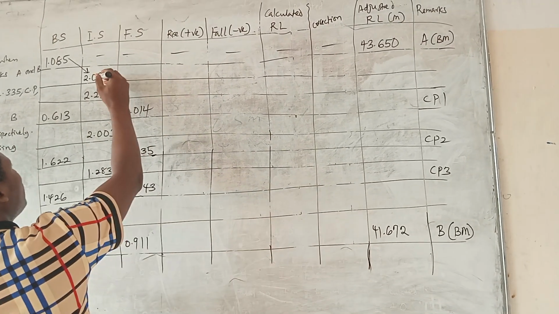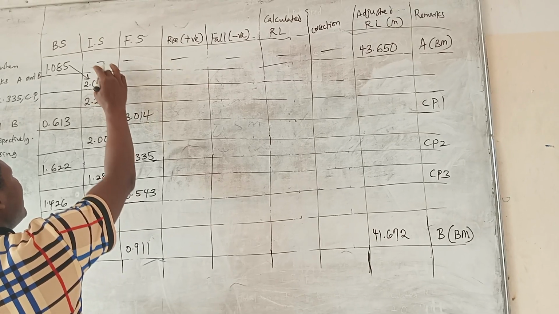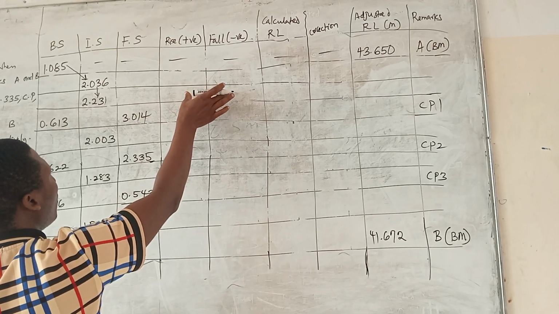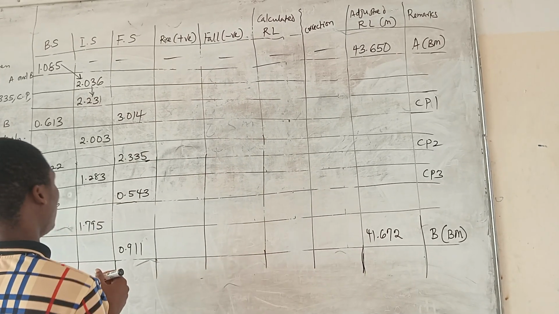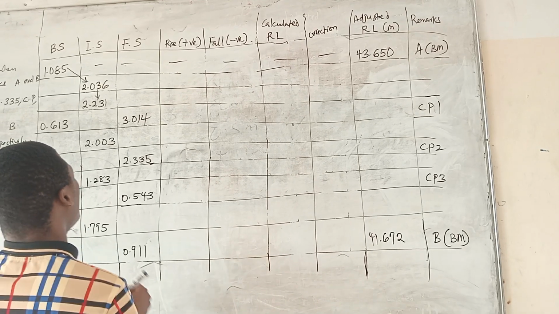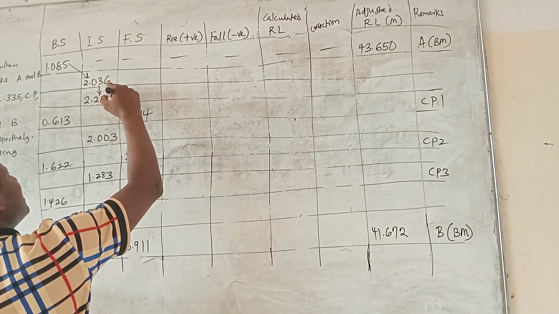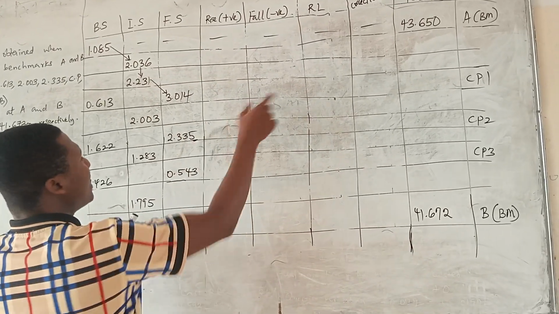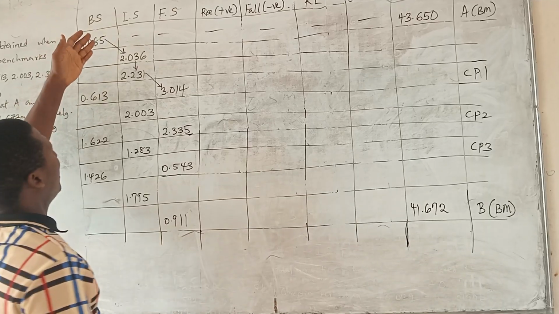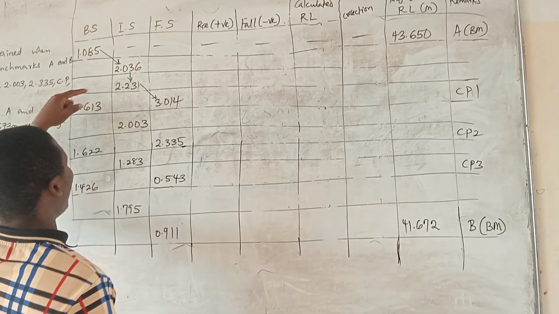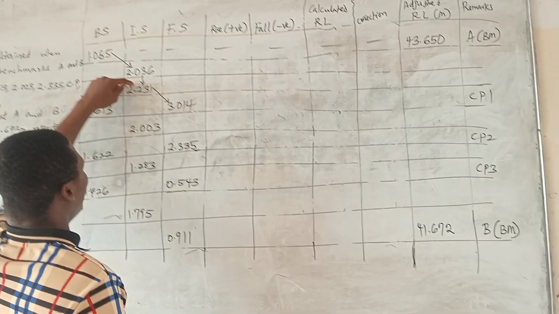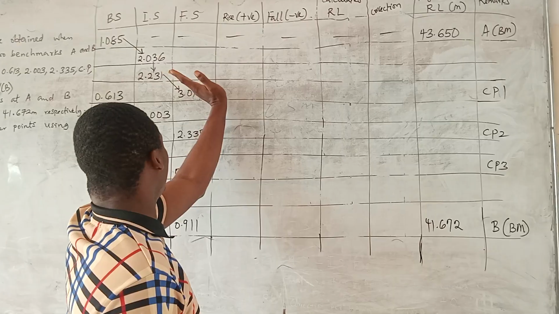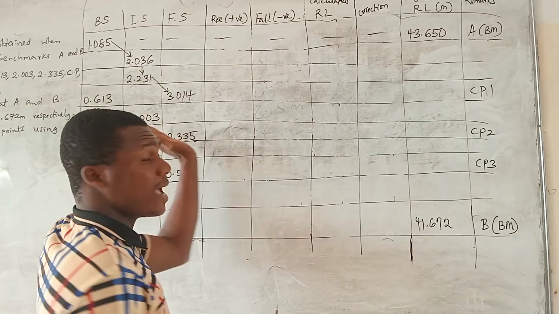Alright, so this one too, this intermediate side minus this one gives you the next value. Maybe it will be under rise or fall. Then this intermediate minus this foresight is the next value. Now, if you are observant, you will see that I did not say 2.231 minus 0.613. Why? Because this setup actually ends here. So this is another setup entirely.